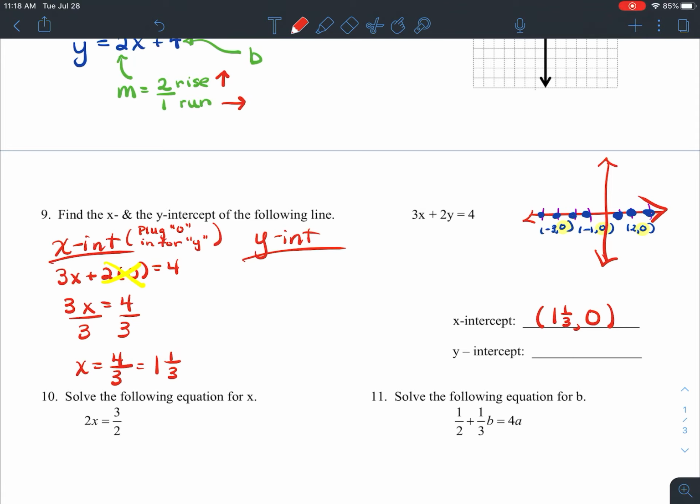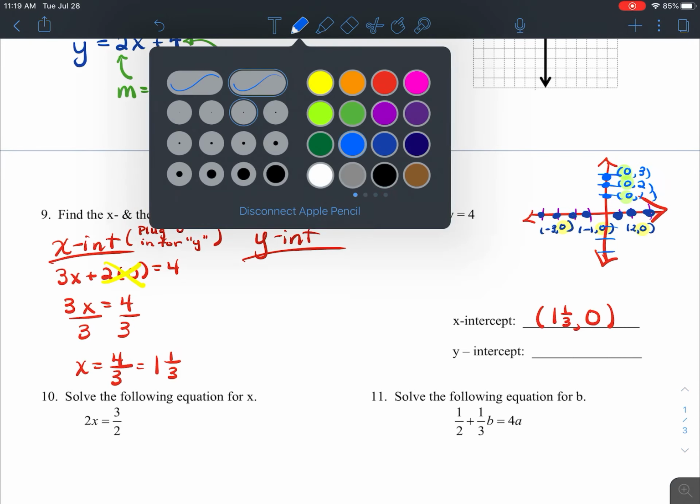Okay. Now, to get the y-intercept, you could do this one of two ways. You could rearrange the equation into slope-intercept form, and then whatever is in that spot for the constant, that's the y-intercept. Or you could make the same argument we made here and say, you know what? What all the points on the y-axis have in common is they all have a 0 in the x coordinate spot, okay?